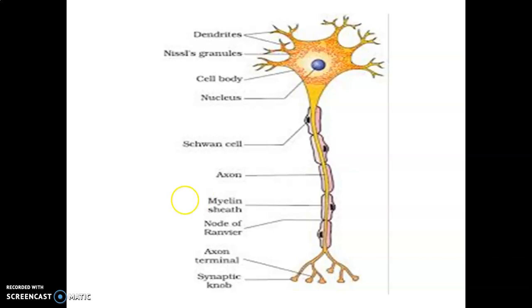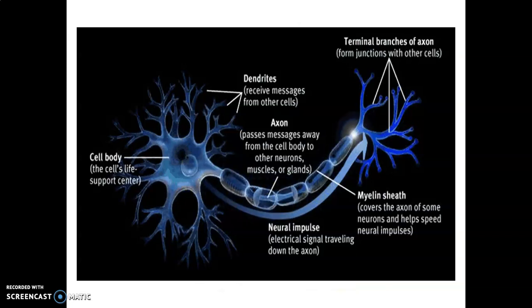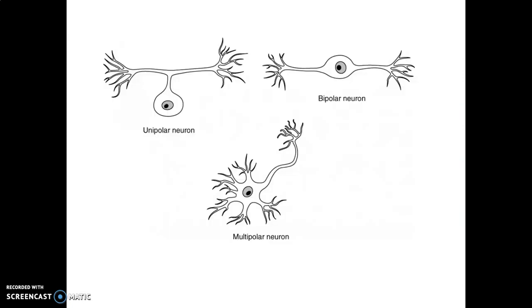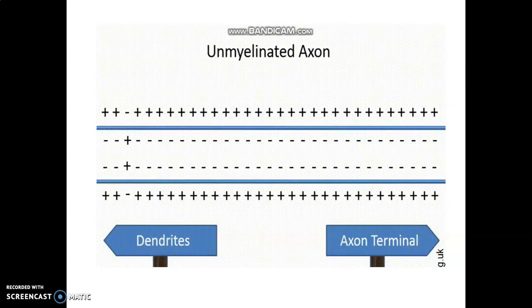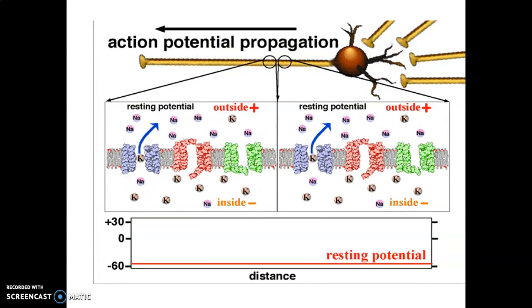You should practice drawing the structure of a typical neuron and labelling the parts: cell body, dendrites, axon, then terminal branches, synaptic cleft and synapses. Then three types of neurons, which are the unipolar neuron, bipolar neuron and multipolar neuron. Then generation and conduction of nerve impulses. It is an important question. You can expect these questions, children.